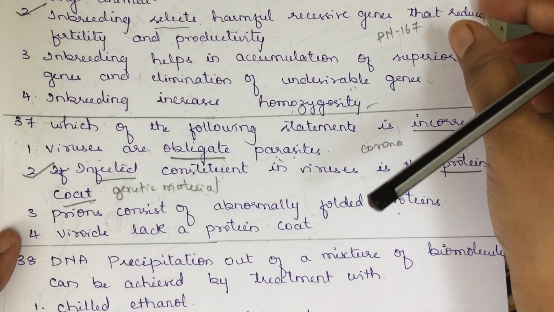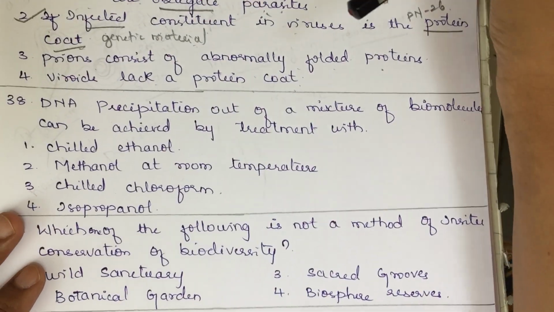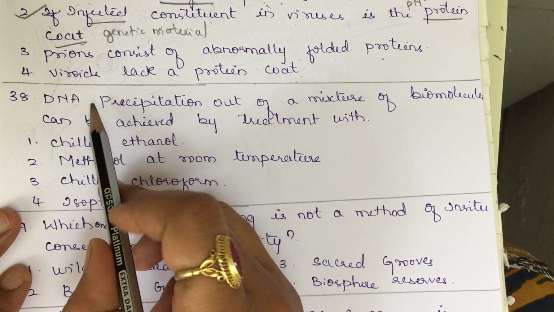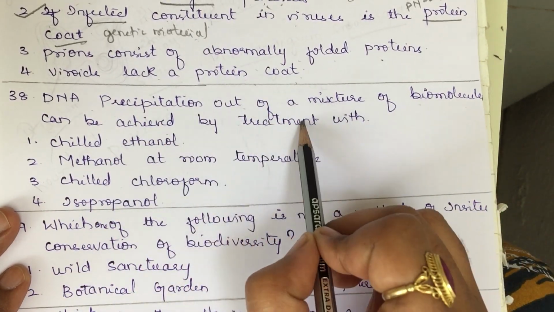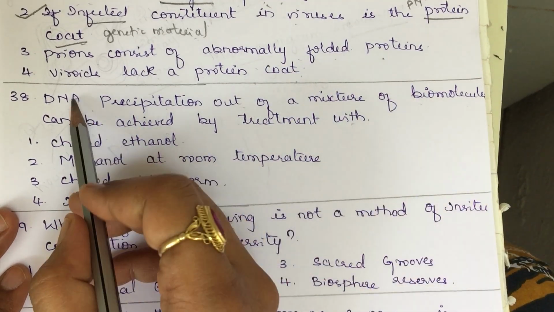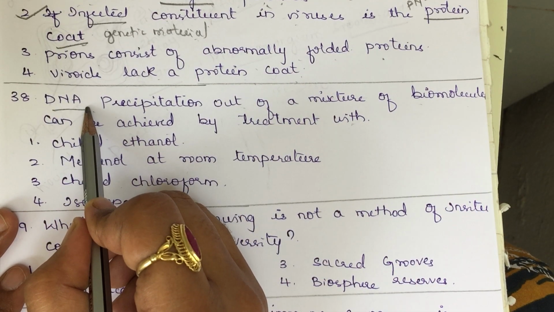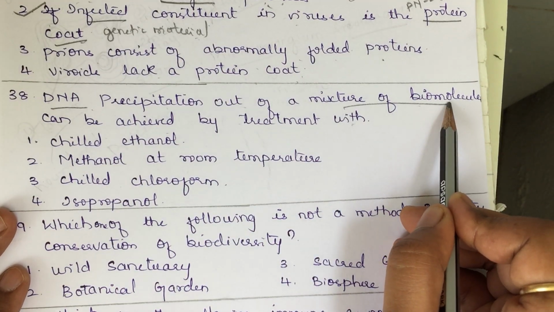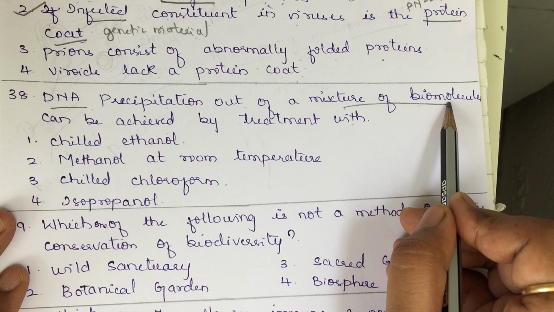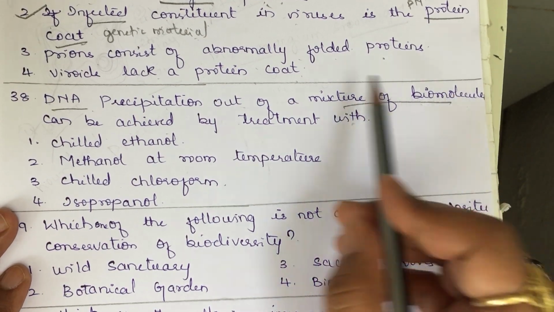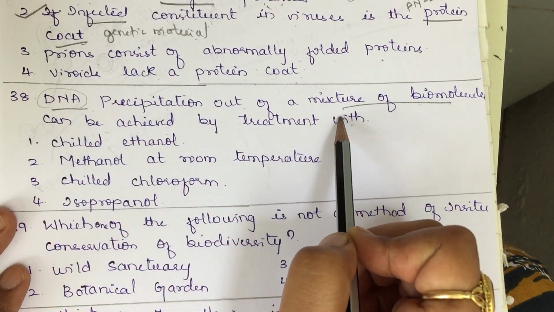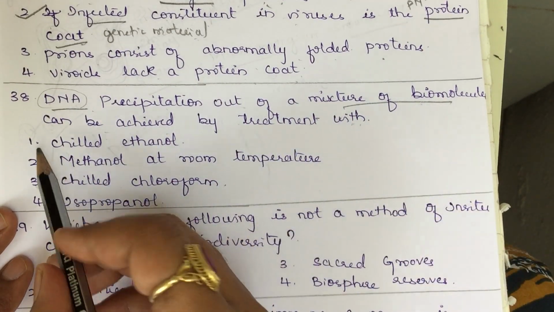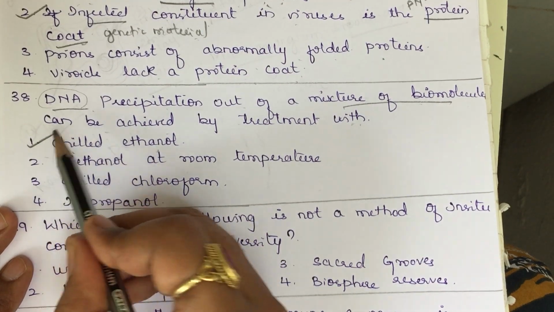Okay. Next, question number 38. DNA precipitation out of a mixture of biomolecules can be achieved by treatment with. We are going to remove DNA from a mixture of biomolecules. As first year students, we have studied about biomolecules: carbohydrates, proteins, fats, lipids and nucleic acids. From all those we have to remove only DNA. It is achieved by treatment with what? In the second year portion you have this, that is by using chilled ethanol. We are using chilled ethanol.